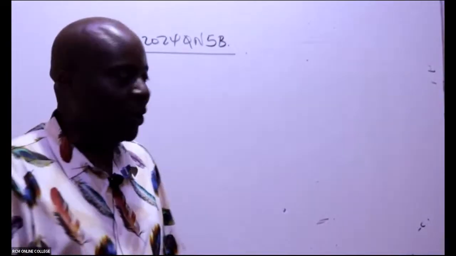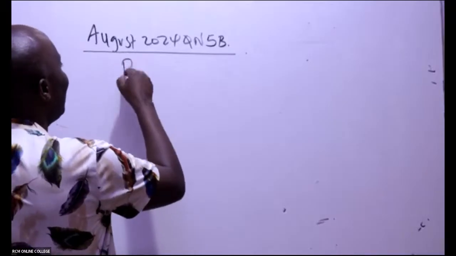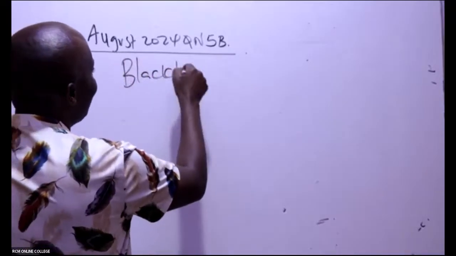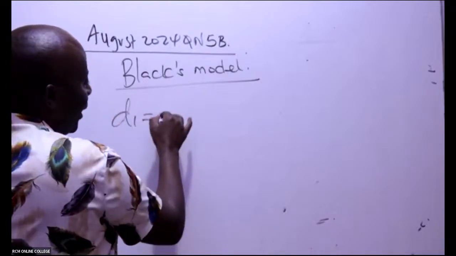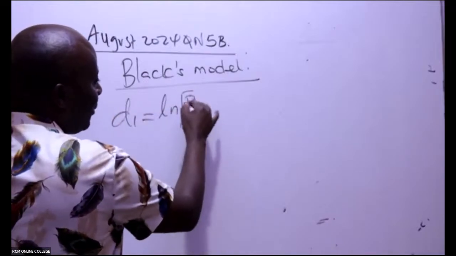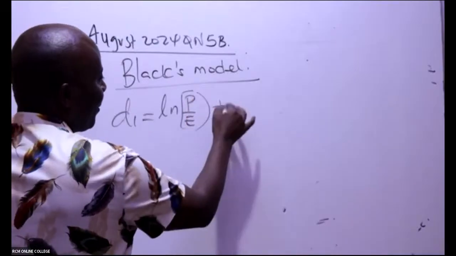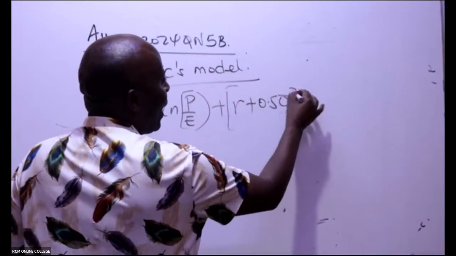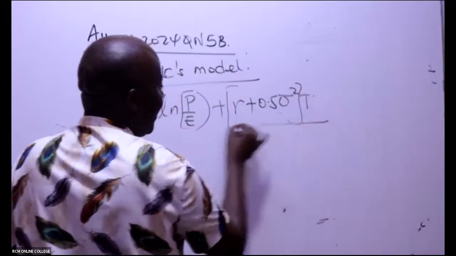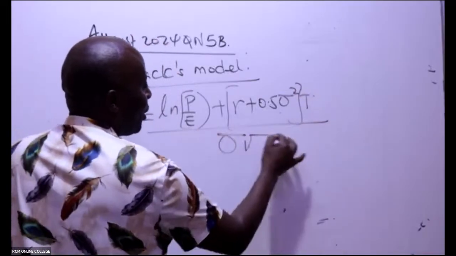The Black's model. How do we get D1? Oh, yeah. It is the Napierian logarithm of P over E, plus the risk-free rate plus a half of the variance, multiplied by T, over the standard deviation times root T.